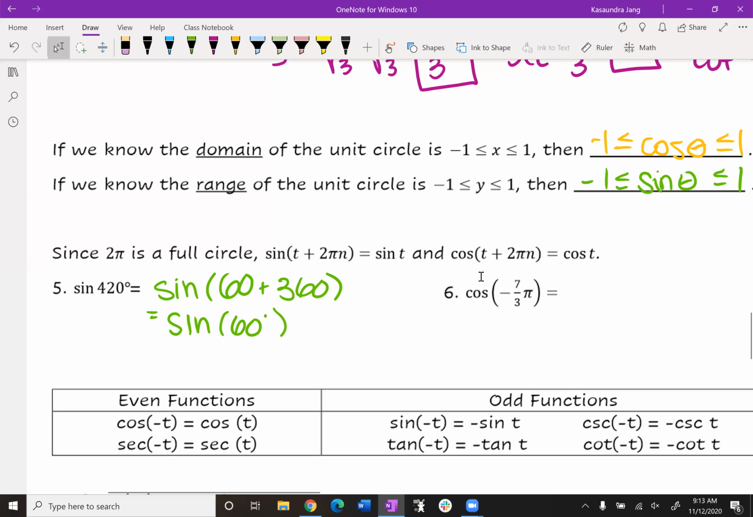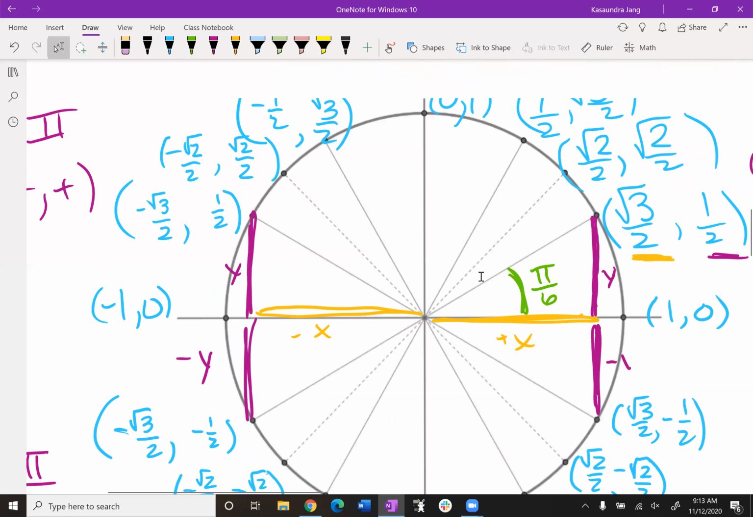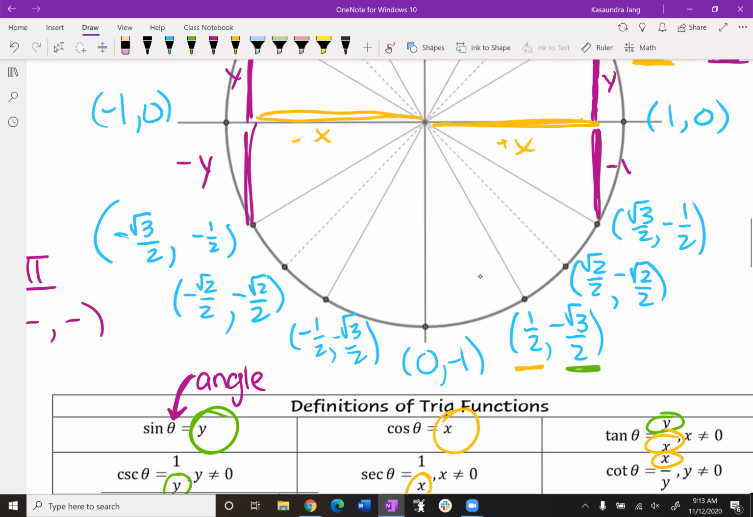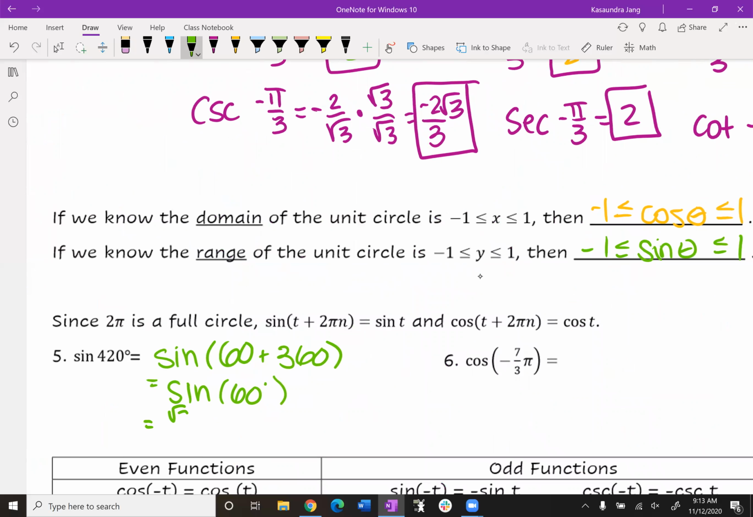All right, so 60 degrees up here. There's our pi 6. 60 degrees was right here, and my sine is always the y value. So my y value, or my sine at 60 degrees, was √3/2. All right.